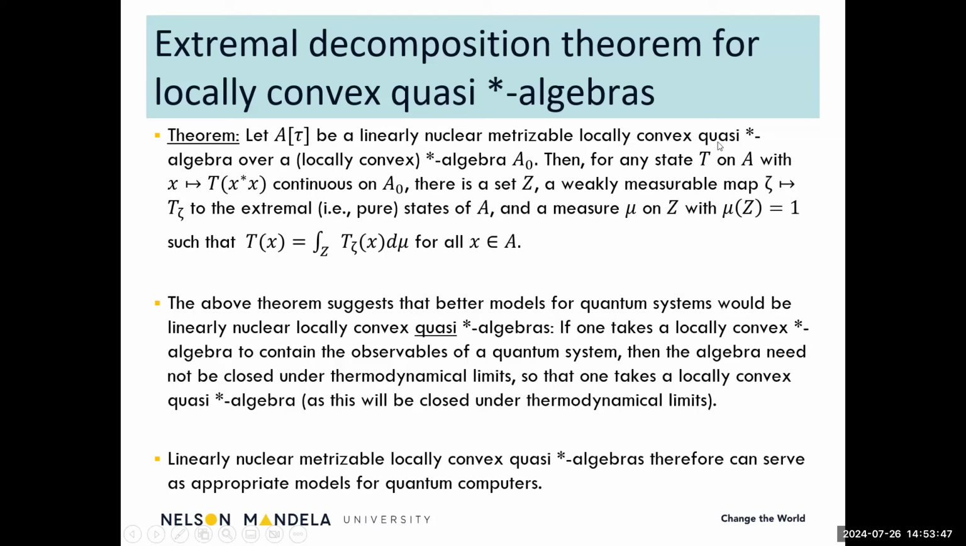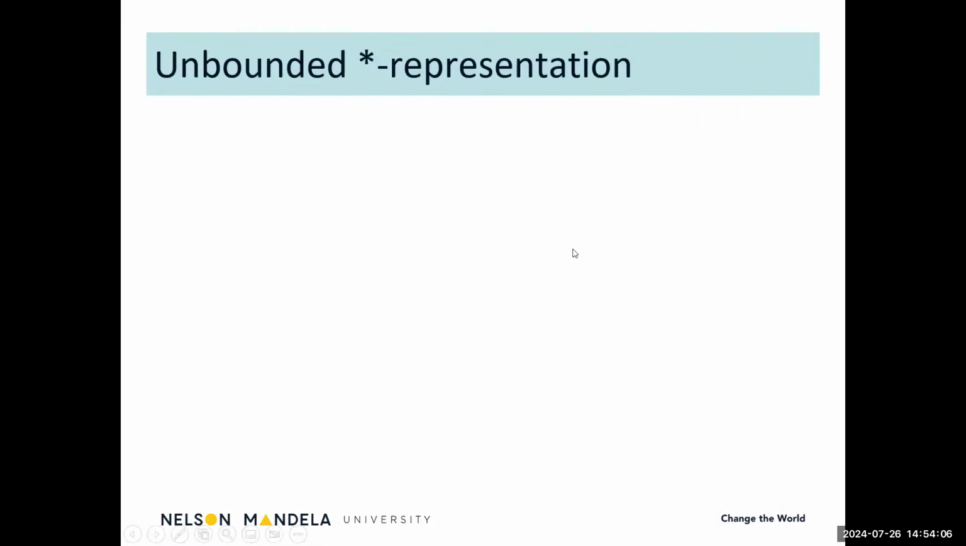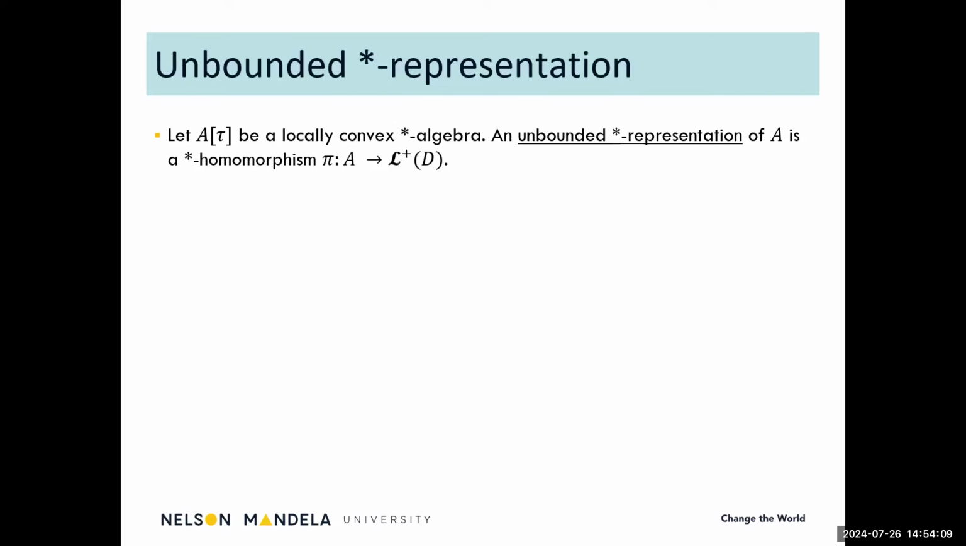So again, the quasi-star algebras are very intricately connected to unbounded operators, and one usually represents these things as some kind of a module over a C-star algebra, let's say, consisting of unbounded operators. Just want to remind again what a star representation is. If you take a locally convex star algebra, an unbounded star representation will be a star homomorphism from A to L dagger D. And this will be important in mentioning how we can handle quantum entanglement.